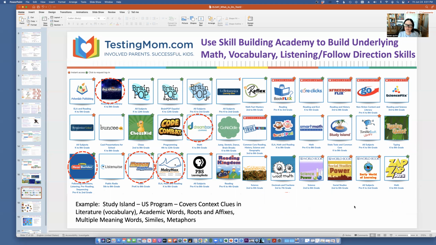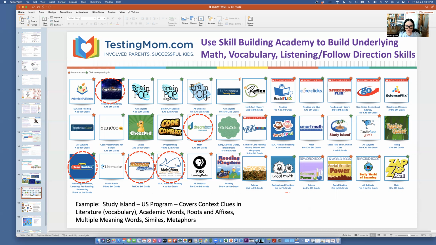Because we're an accredited program, we're able to give you access to all these amazing learning programs developed by companies like Scholastic, Brain Pop, Reading Kingdom, MobyMax. For OLSAT, for younger kids, Here Builder is great. This program is all about building following directions and listening skills, which is super, super important for this test. So that's a really good one to use.